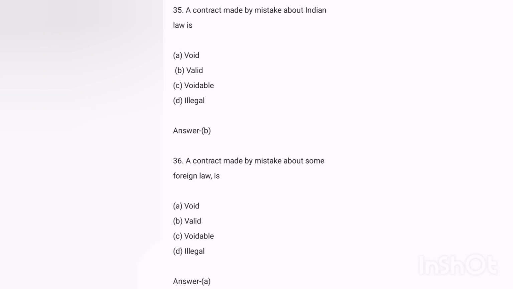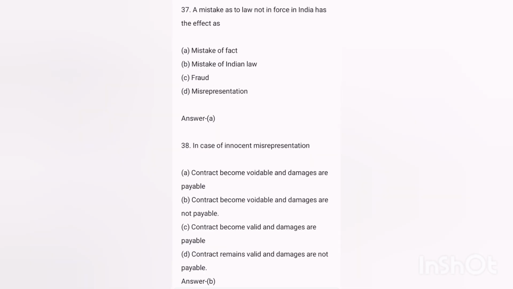Next, a contract made by mistake about Indian law. Answer was B, valid. Next, a contract made by mistake about some foreign law is. Answer was A, void. A mistake as to a law not in force in India has the effect of a mistake of fact. Next, in case of innocent misrepresentation, answer was B, the contract becomes voidable and damages are not payable.